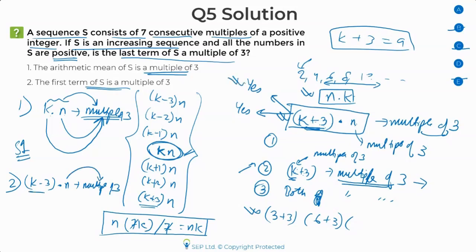If K minus 3 is a multiple of 3, that is only possible when K is a multiple of 3. So the second scenario, that K is a multiple of 3, also works for you. And if both of them are a multiple of 3, that is also not a problem for us. So I can say even statement 2 is sufficient, statement 1 is sufficient, both of them are sufficient. So the answer in this case would be option D.